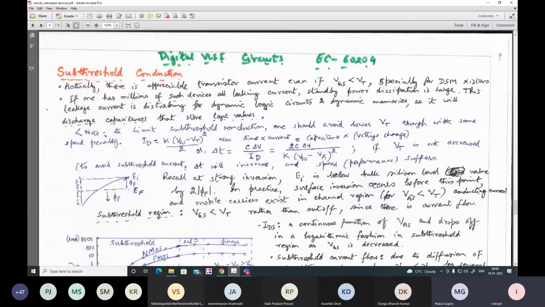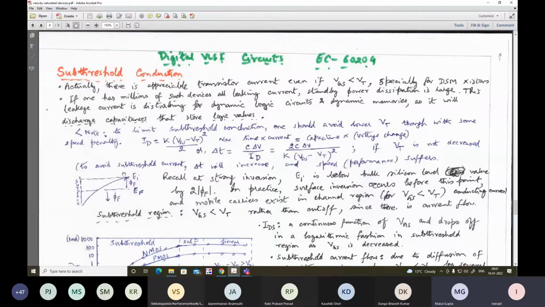Then what will happen is that the time will increase. That means the denominator will be smaller with the downscaling of VGS, but VT is kept the same. So as VT is not brought down, the denominator will be smaller with the decrease of voltage, and that will lead to an increase of time. That means the propagation delay will increase if VT is not decreased. So why is VT not decreased? In order to control the power dissipation. But due to that, we suffer a speed penalty. That means the propagation delay will increase.